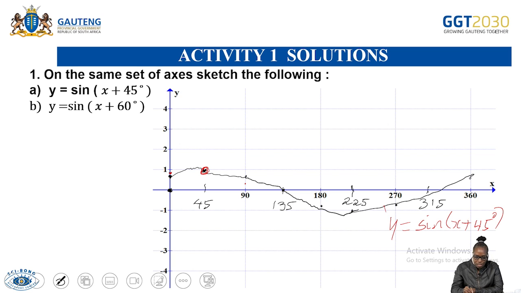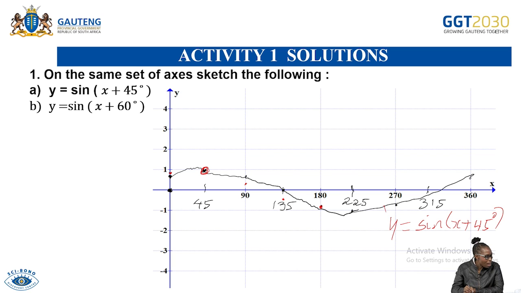And at 135, my graph will be at negative 0.3. 0.3 is below half. The point is over there. And at 180, my value is negative 0.9, going further down. I'm having a point over there.